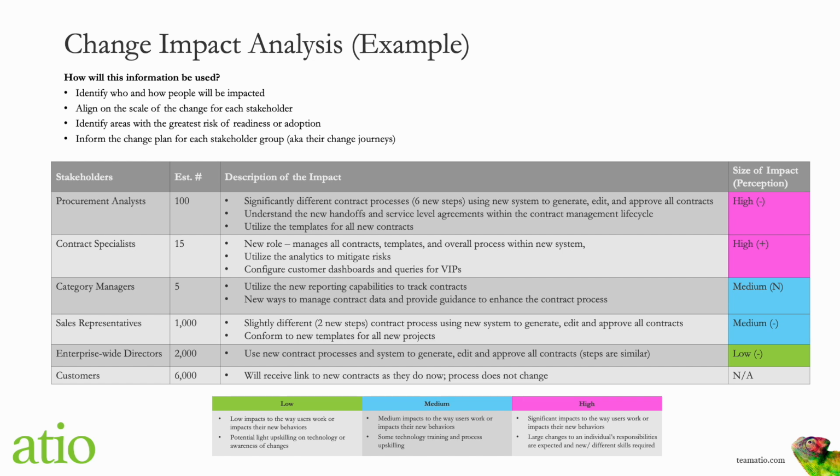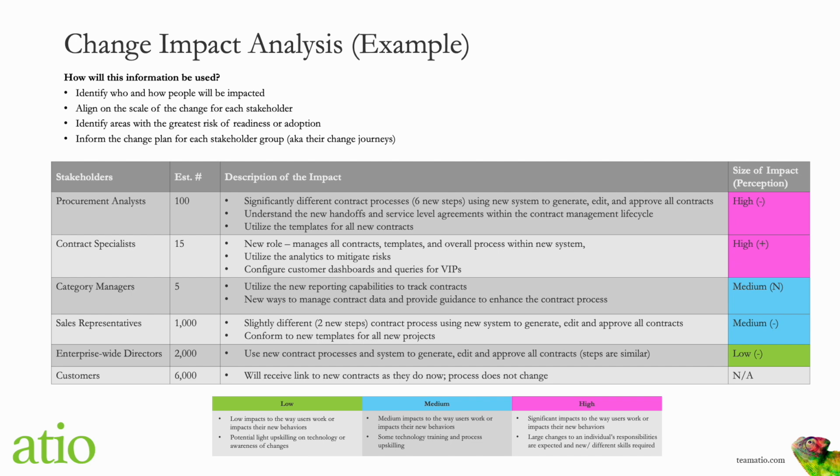For this table, you've got the stakeholders by role on the left-hand side, and this is just an excerpt of the stakeholders, not a comprehensive list. You've got the estimated number. It is still estimated. You should be closer to the actual number for each of the stakeholder groups, but it does not have to be the exact number. And you've got the description of the impact.